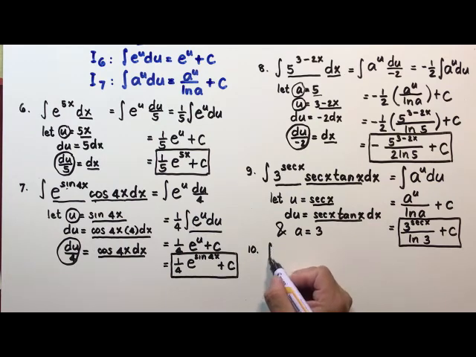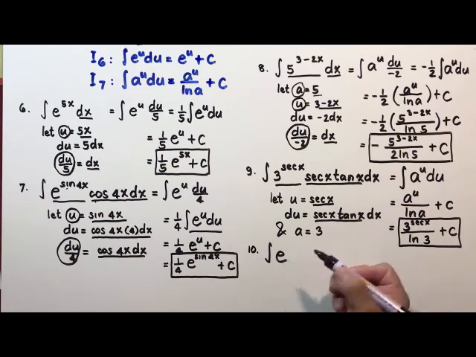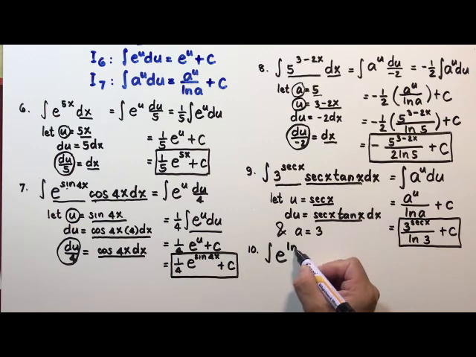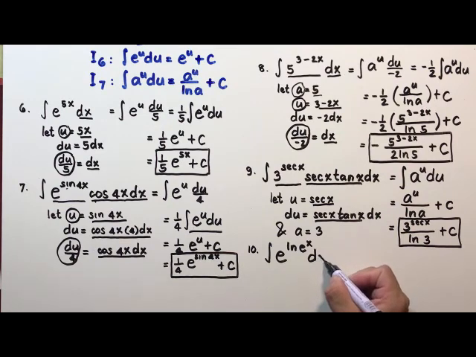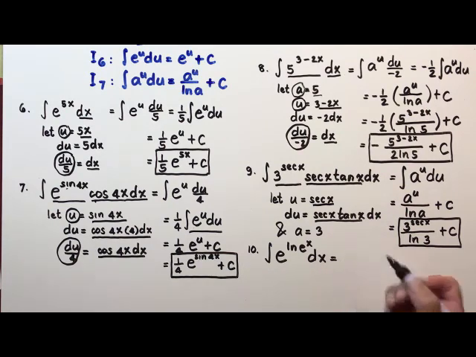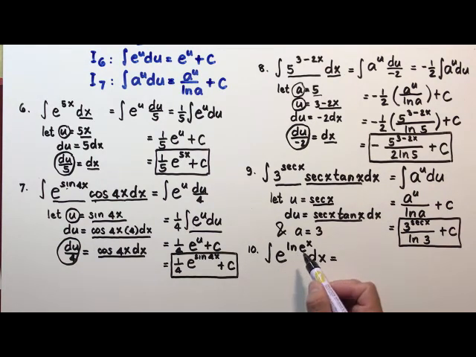What is the integral of e to the power ln e to the power x dx? Now looking at this integrand, it is a little bit complicated, because it's the natural constant e raised to the exponent of the natural log of e to the exponent of x.